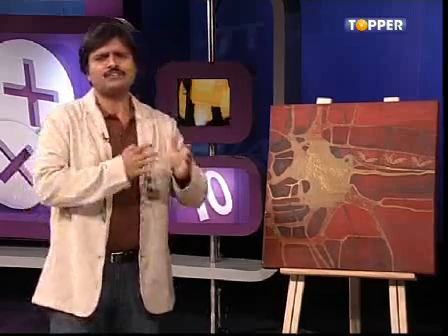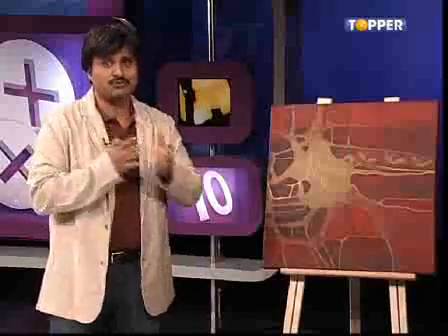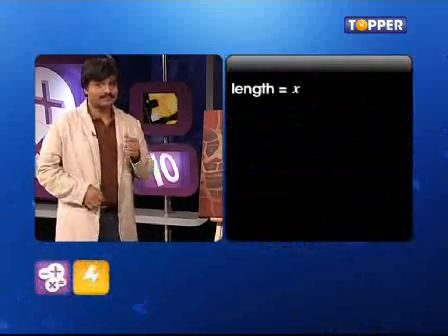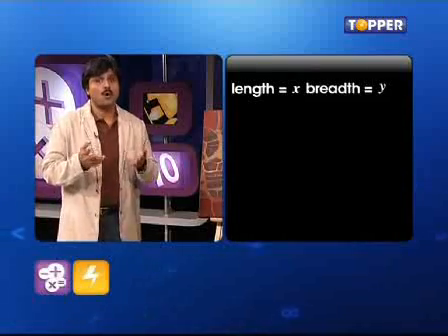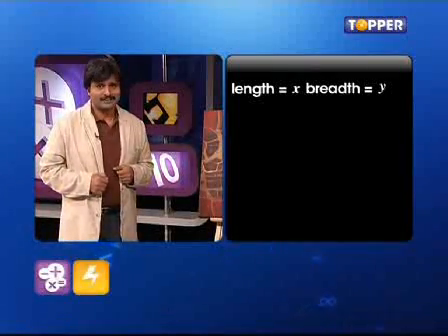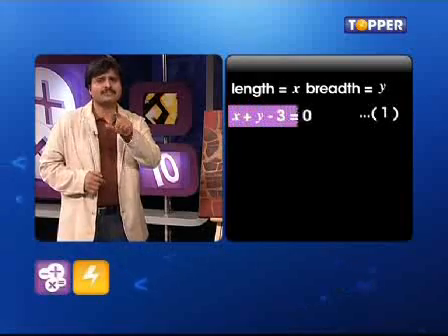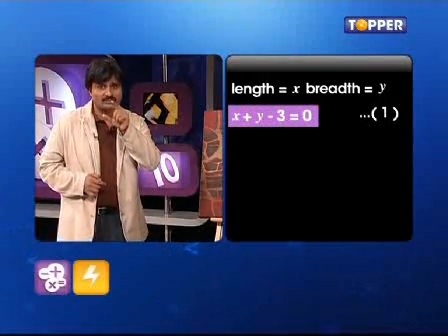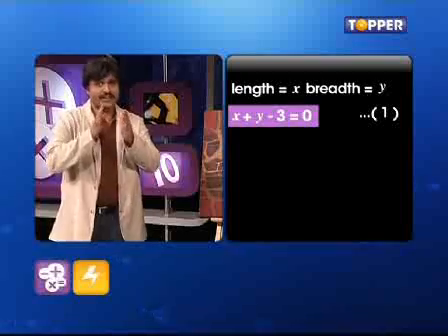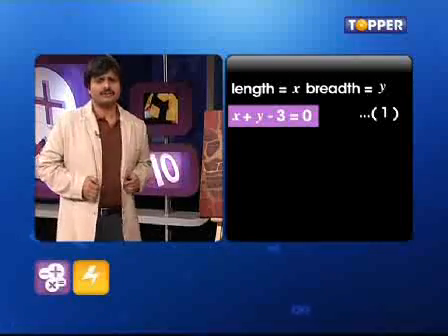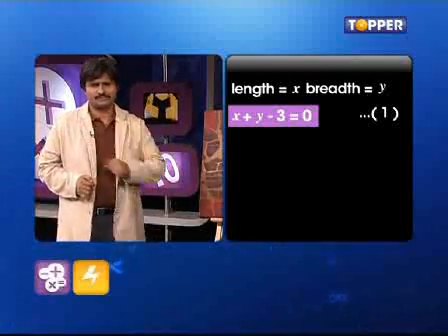We immediately need to move from real life to x and y. So let's say the length of the painting is x and the breadth is y. So what do we get? We get x plus y minus 3 equals 0. Listen to me very carefully. It's very important that you form your equations correctly.